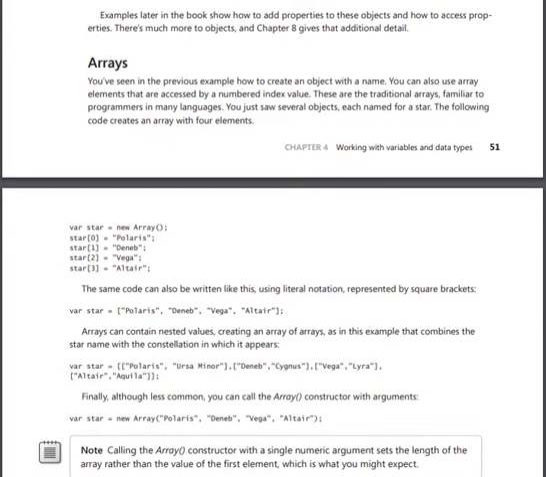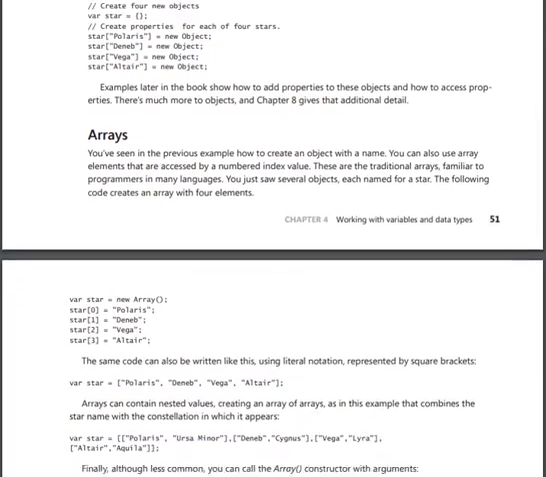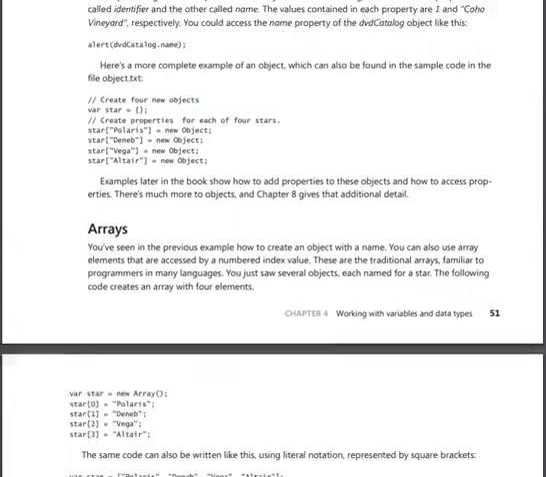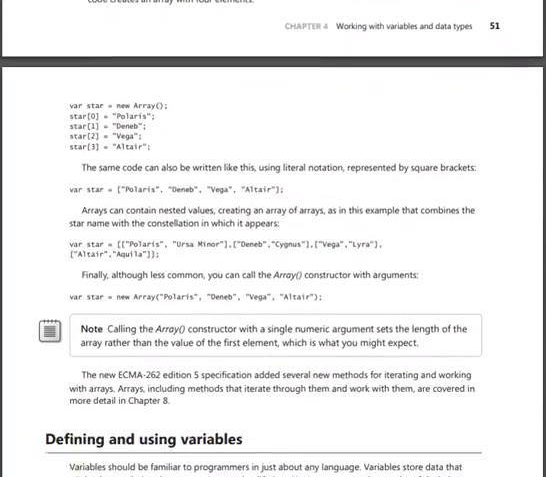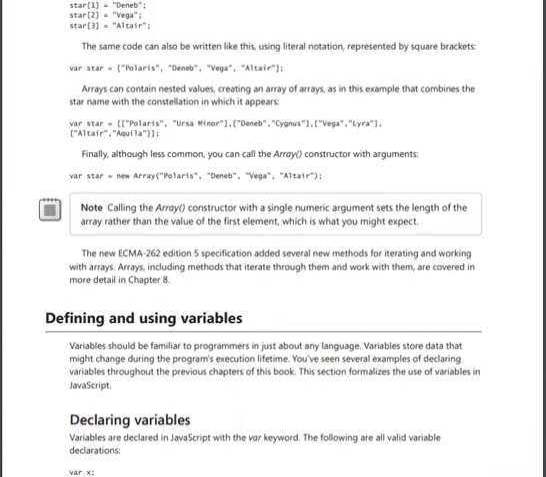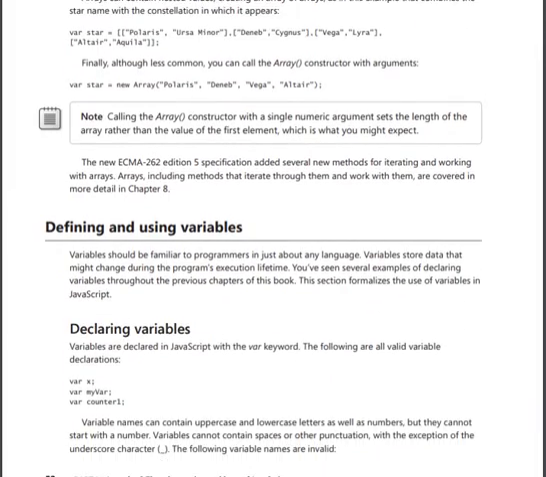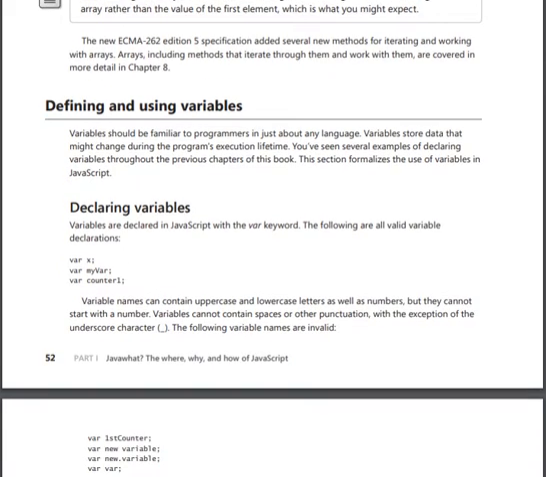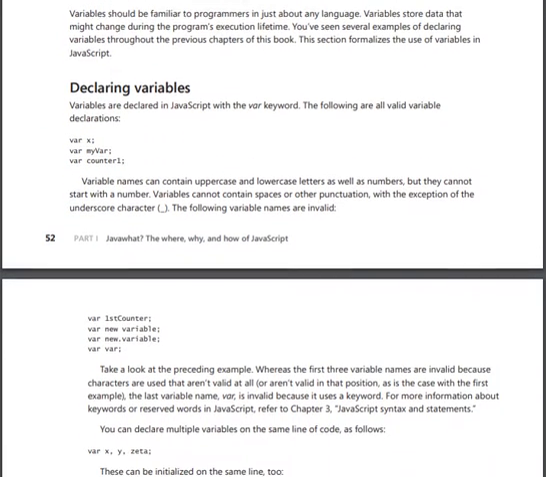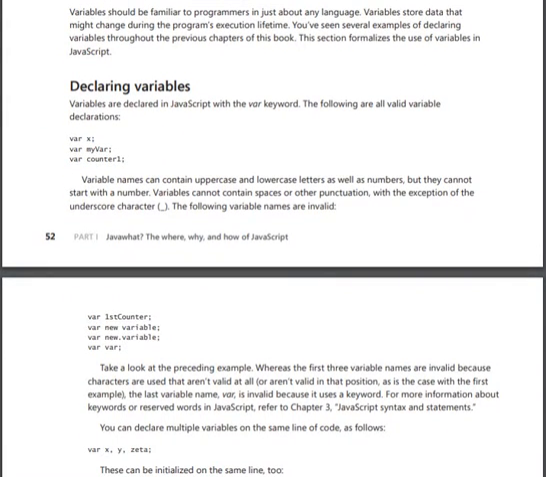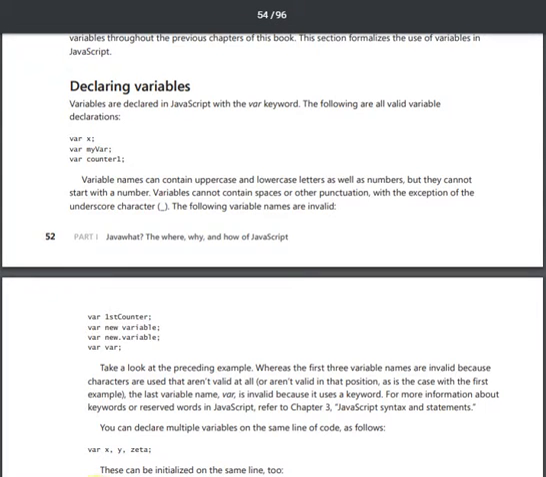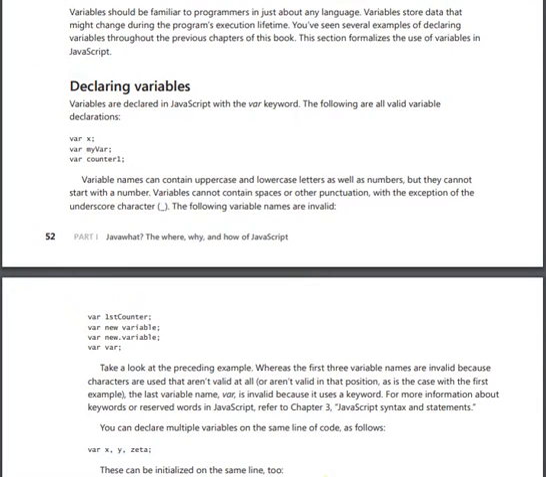So it is just about the objects, giving them properties and defining and using variables, declaring variables. This is one of the examples. Variable x, my variable, the counter 1, and you can use a semicolon at the end as well. Variable names can contain uppercase and lowercase letters as well as numbers, but they cannot start with a number. Variables cannot contain spaces or other punctuation, with the exception of the underscore character.